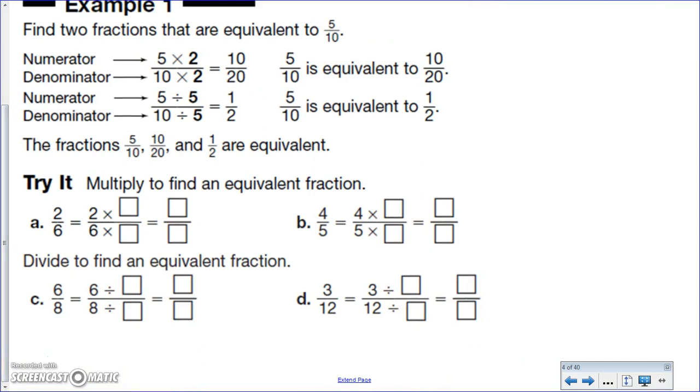For A and B, they want us to pick a number and multiply. So we're going to pick a number, we're going to multiply the numerator and the denominator by the same number. We're going to use 2. So in the first one on A, I want you to fill in those first two boxes, 2 and 2.